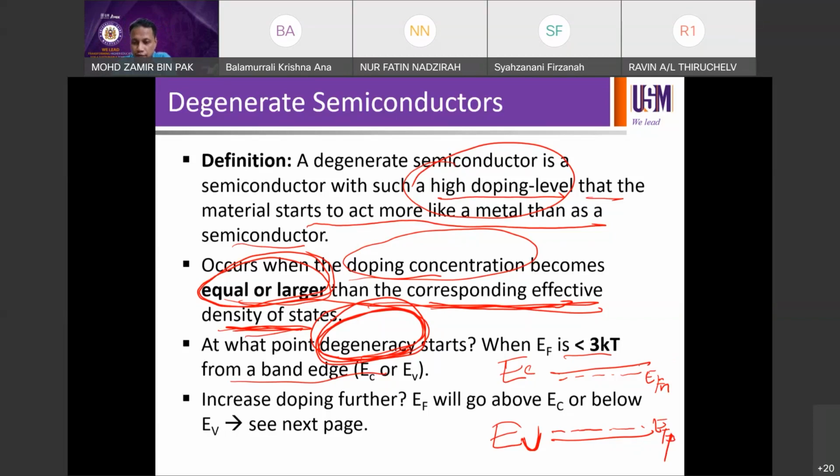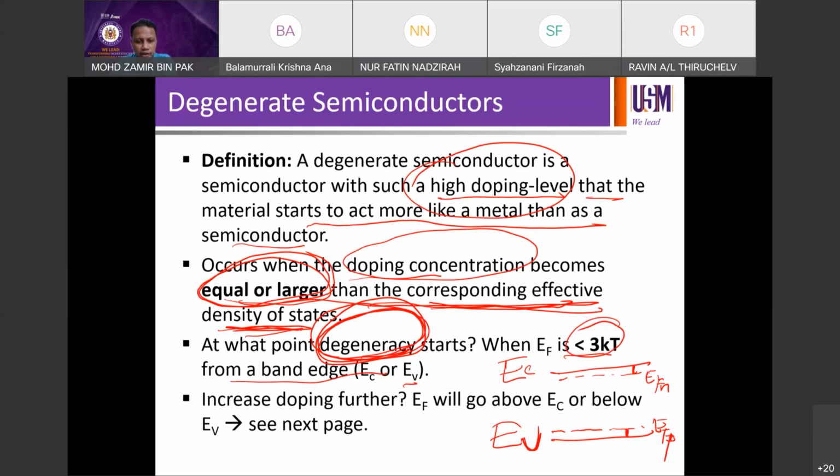If you have your EFN, the distance of separation to EC is less than 3 kT. You can calculate 3 kT. So then you already have degeneracy, or you already have your degenerate semiconductor. Okay, on the other hand, if you're talking about P-type, with respect to EV, your EFP is already 3 kT or less, meaning less than 3 kT away from EV, then you already have your degenerate semiconductor at hand, right?